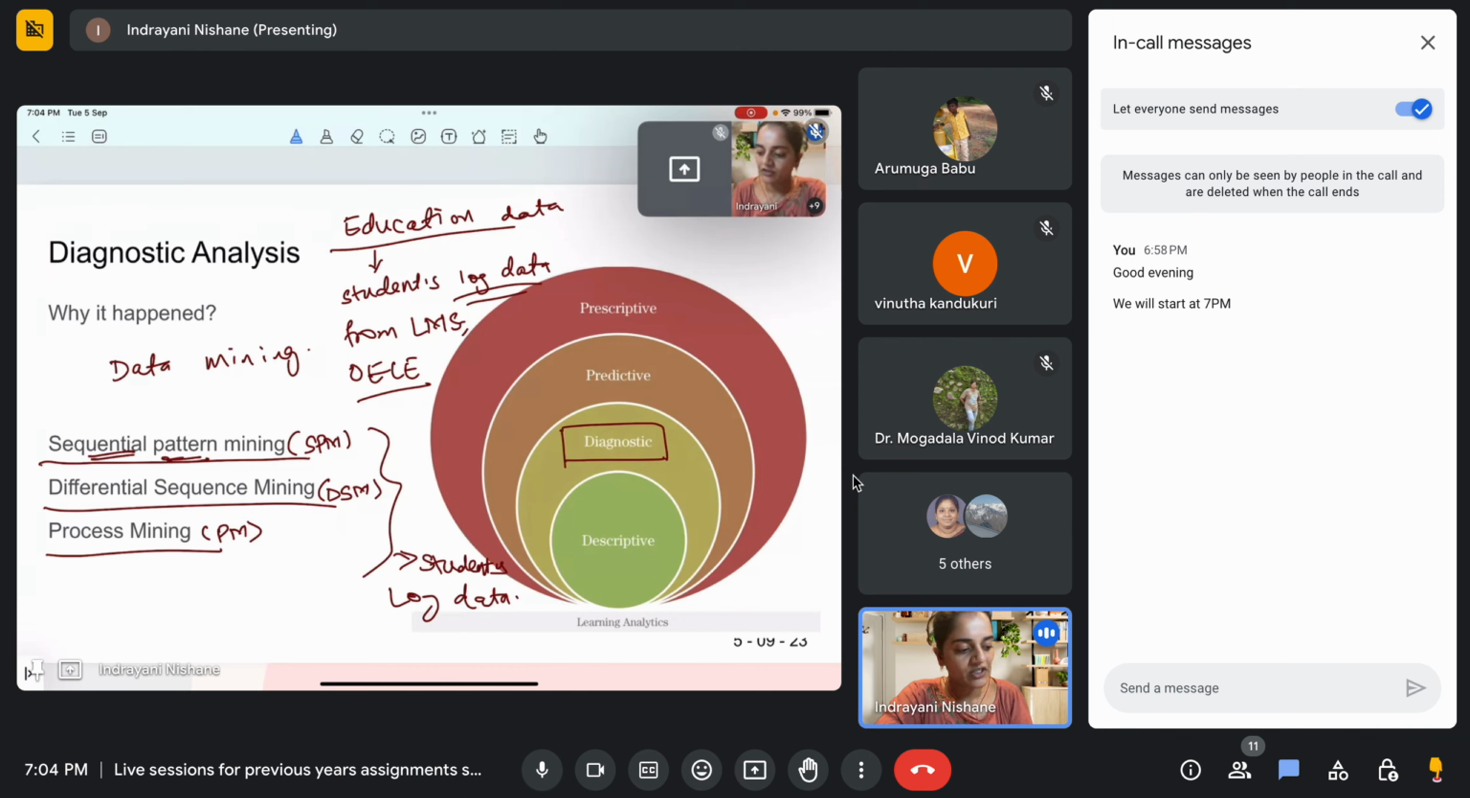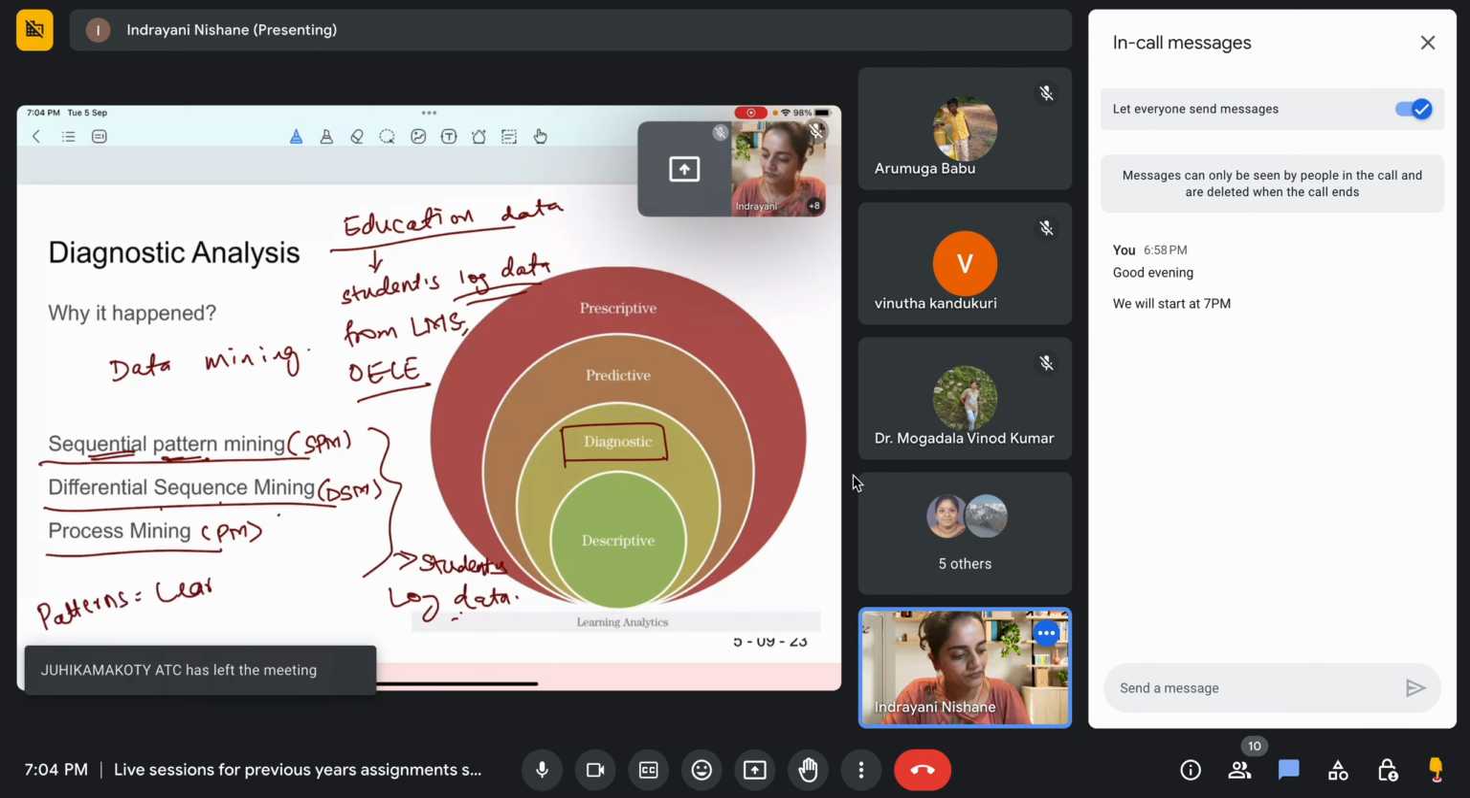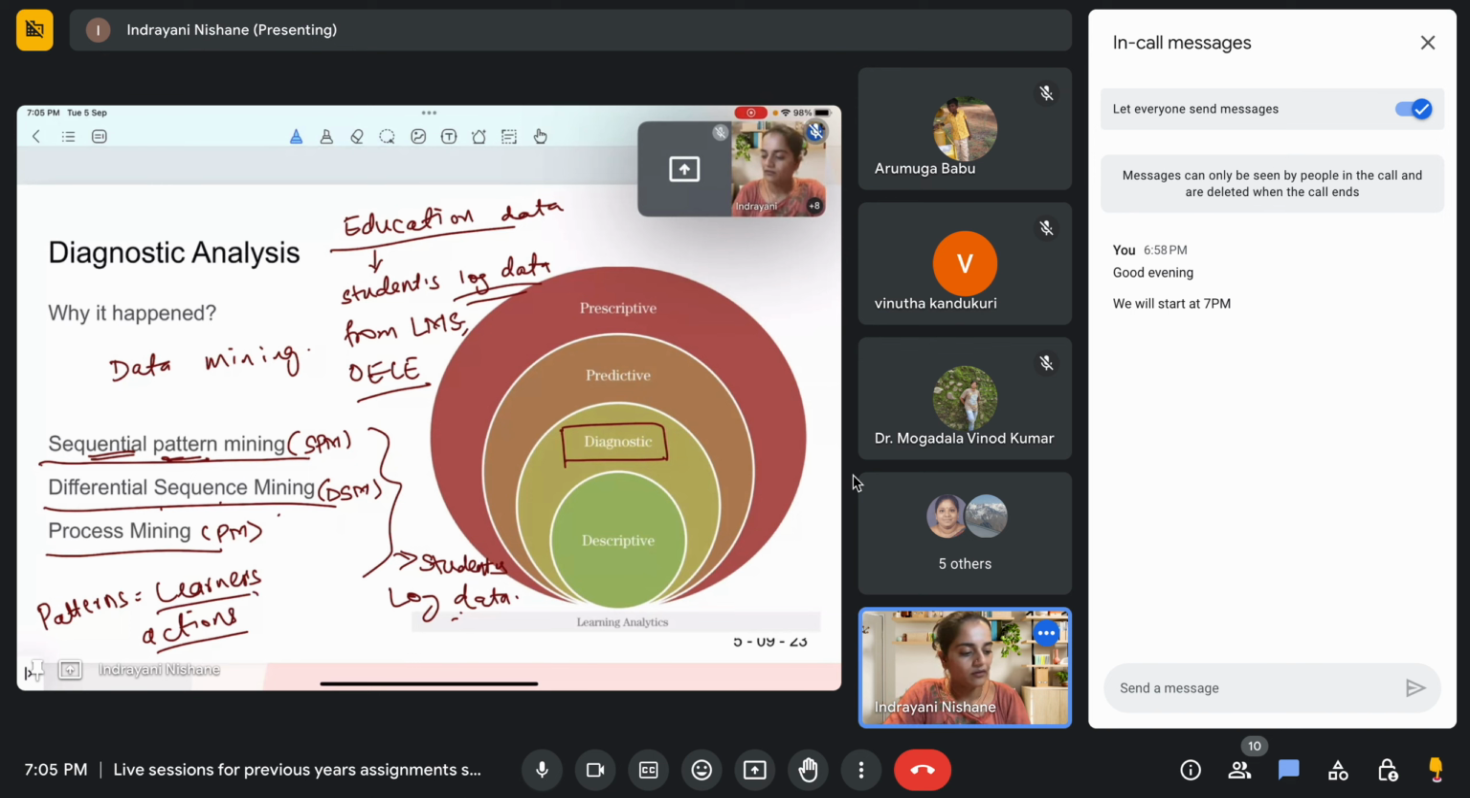Differential sequence mining, that means SPM accounts for the common patterns which are more frequently occurring across all the learners' log data, while differential sequence mining looks at less commonly occurring patterns, or the actions. These patterns will consist of learners' actions. So these actions together are considered for SPM, DSM, and process mining.